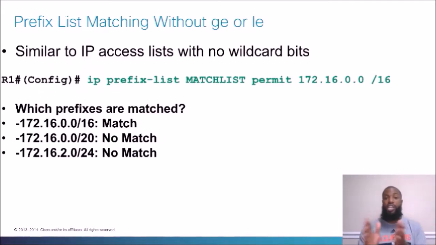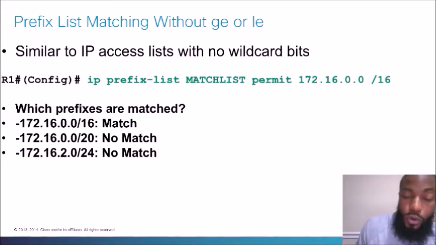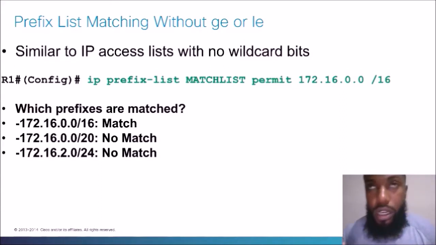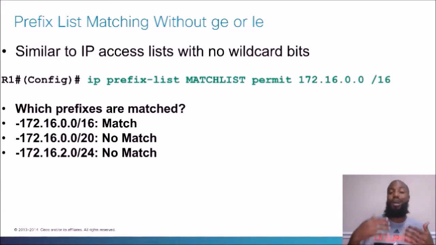So here's a generic syntax of a prefix list. It's similar to access lists, like I said earlier. It's similar to ACLs, but with no wildcard bits. I know there's only a certain amount of wildcard masks you really need to know, but I don't like working with them. This is a lot easier.